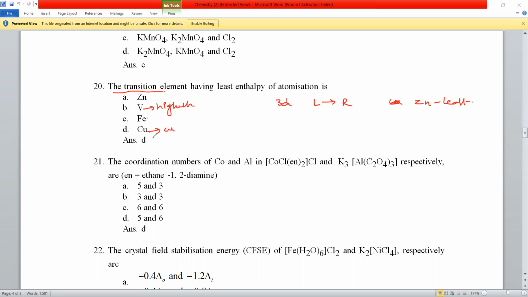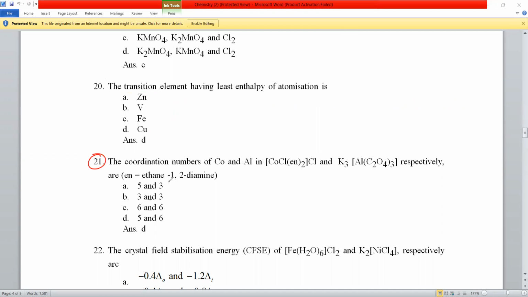Why? Because it has only one unpaired electron in the valence shell. So this is the least one. So option D is the correct one. Vanadium is the highest one we can tell among the 3d series itself. If they had asked in the 3d series, zinc would be the answer, but they mentioned a transition element. So zinc is not a transition element. So the answer is D.